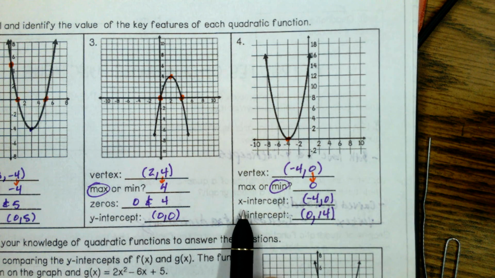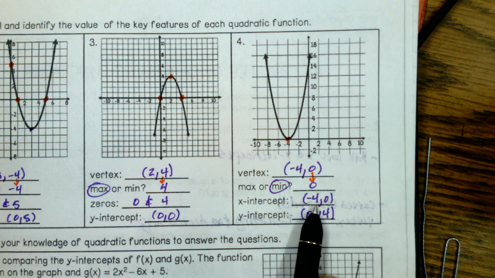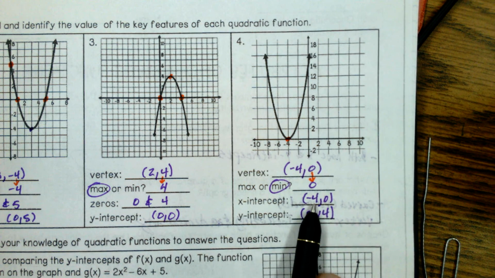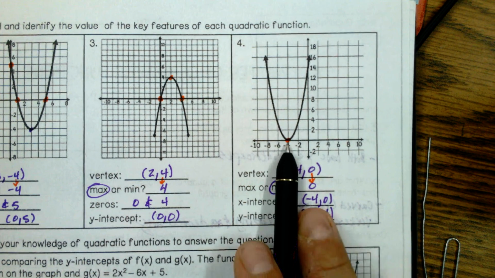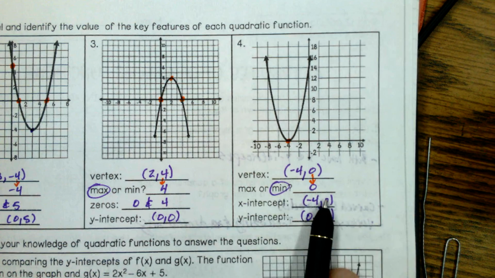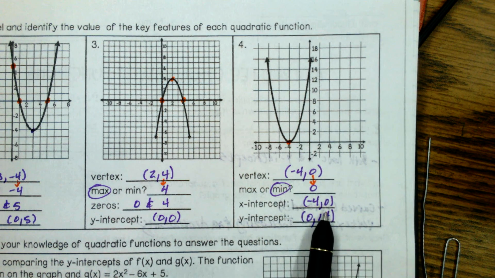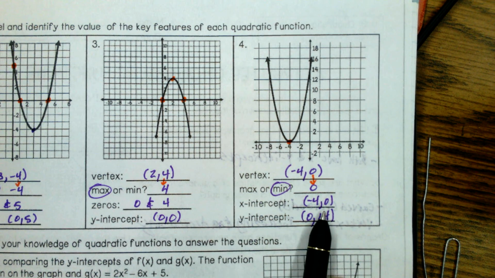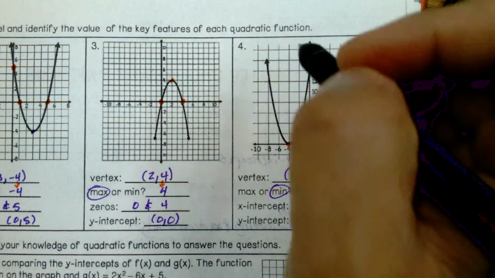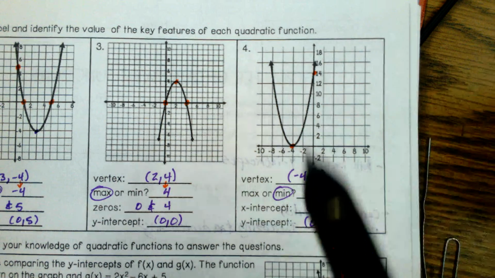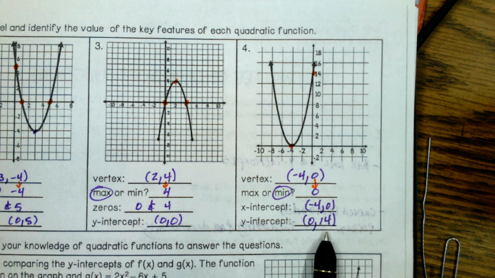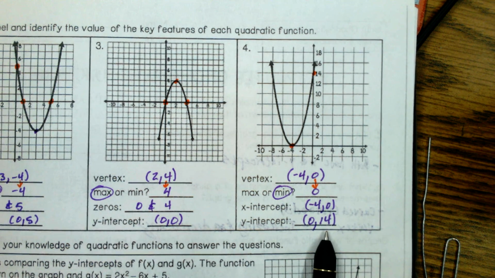And this time they're asking for an x-intercept. Because we only have 1, 0 at -4, the x-intercept coordinates are -4, 0. If you just put -4, that's fine. And the y-intercept, it crosses the y-axis at 14, so 0, 14. Okay? Any questions?